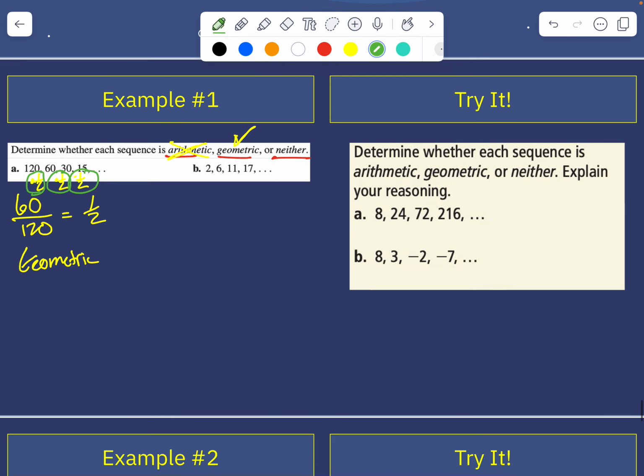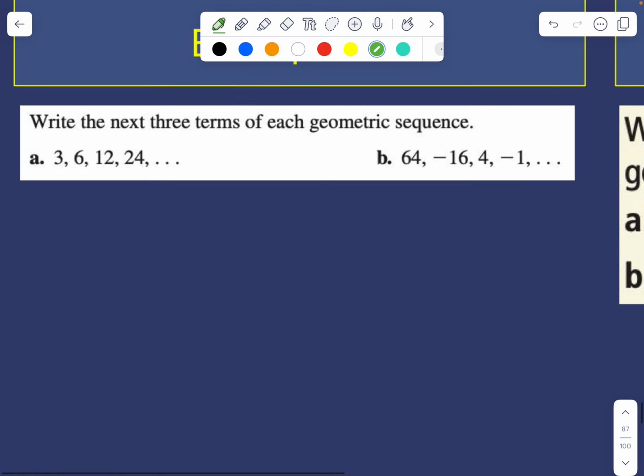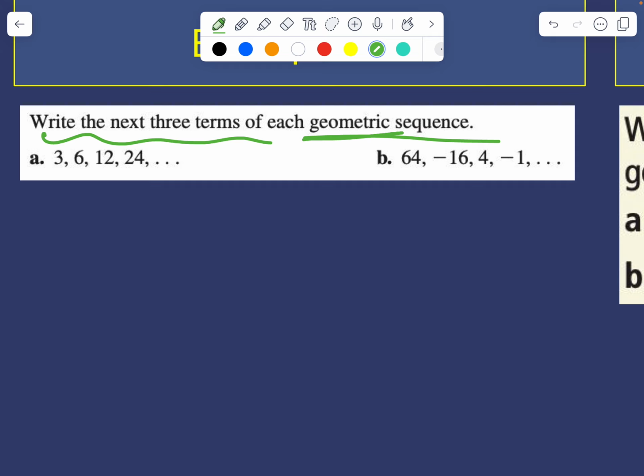So that's one thing you're going to be asked to do: determine what type of pattern, what type of sequence we are looking at, if any. Also, you're going to be asked to write the next 3 terms of the sequence. Well, again, this tells you here that it's geometric, so we know that we're multiplying. We don't have to determine what it is.